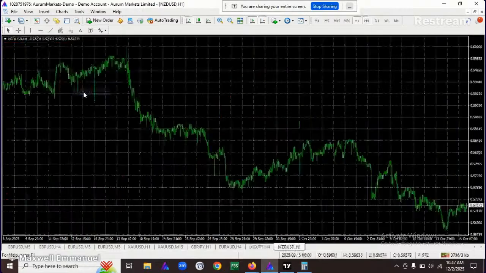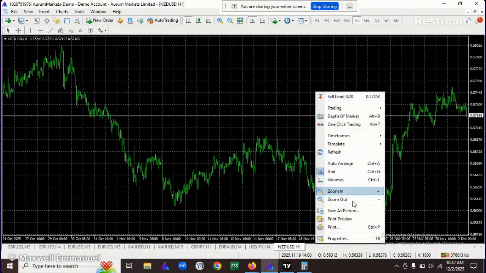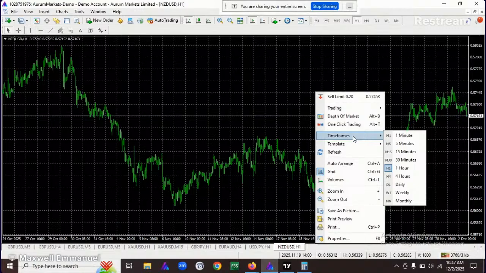Let's see inside the USD. Let's just see the chart. It should be bearish. I actually also took a trade on NZD USD. I sent it to those in the signal group.